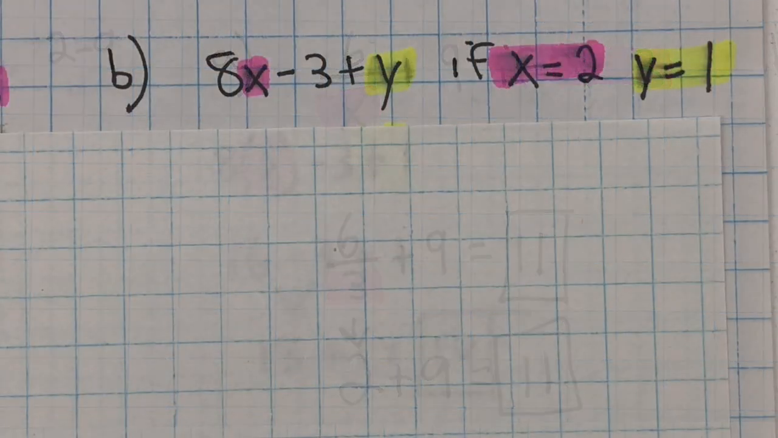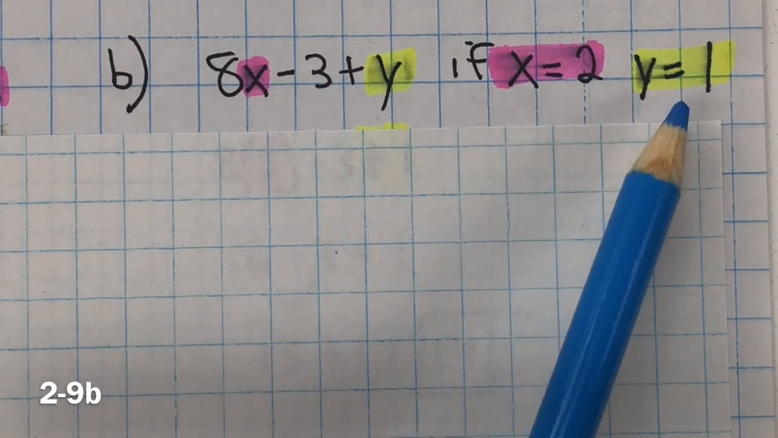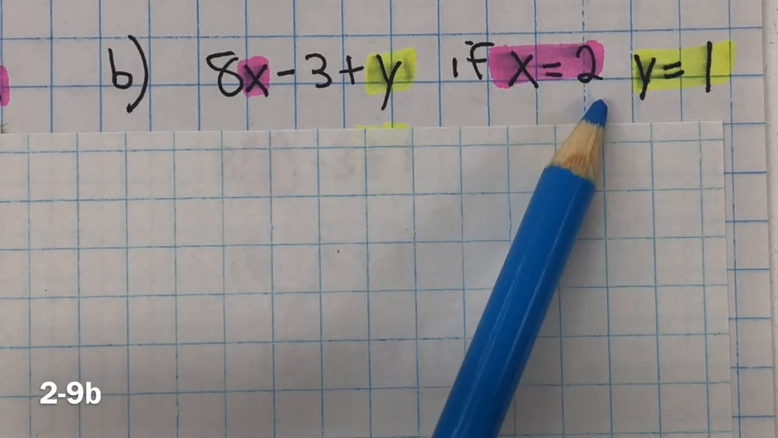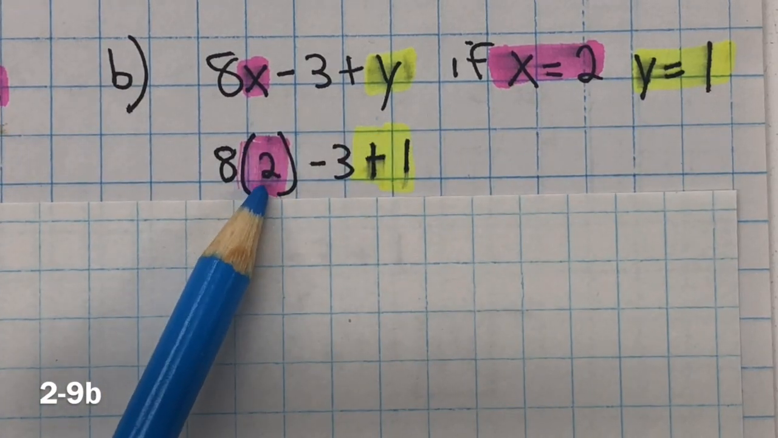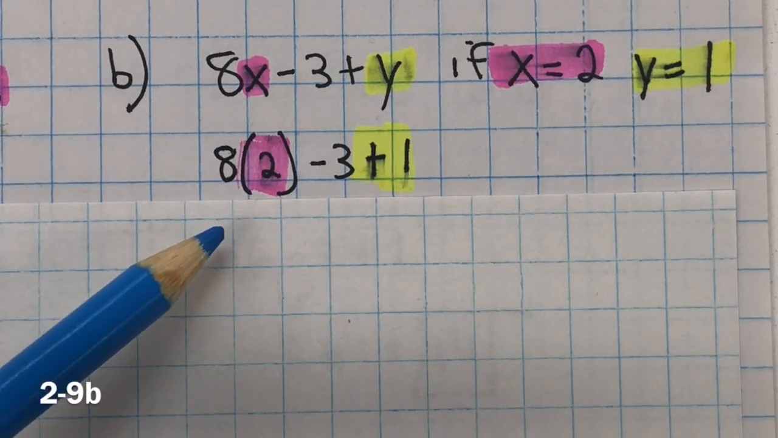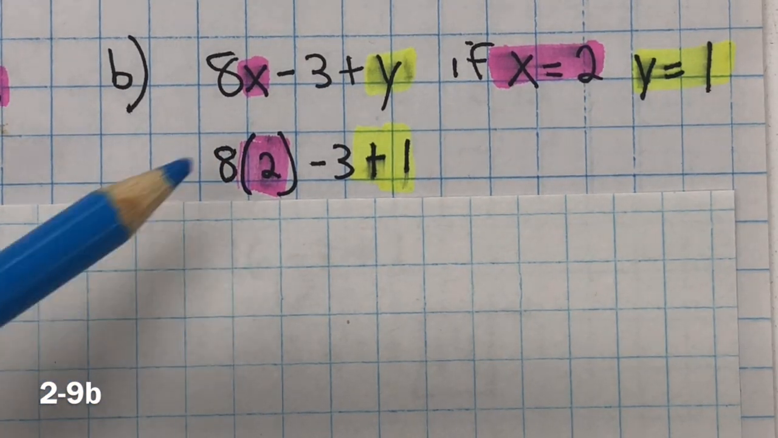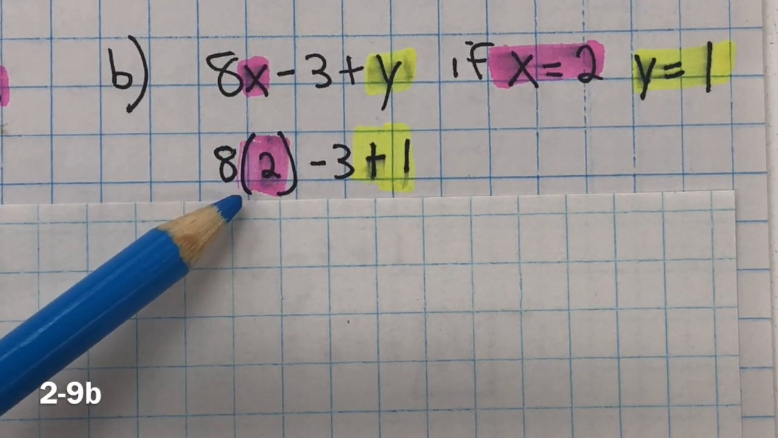For b, we have two variables, x and y. So we have two given values, x equals 2, y equals 1. So here, x equals 2, y equals 1. Now we simplify using order of operations. Use GEMDAS, grouping. There's no grouping to do.